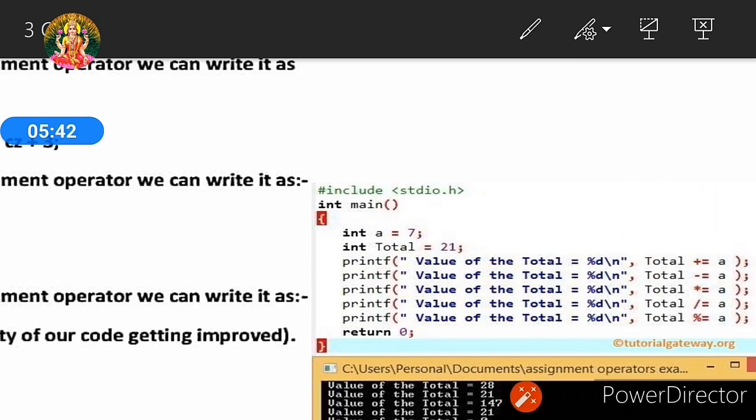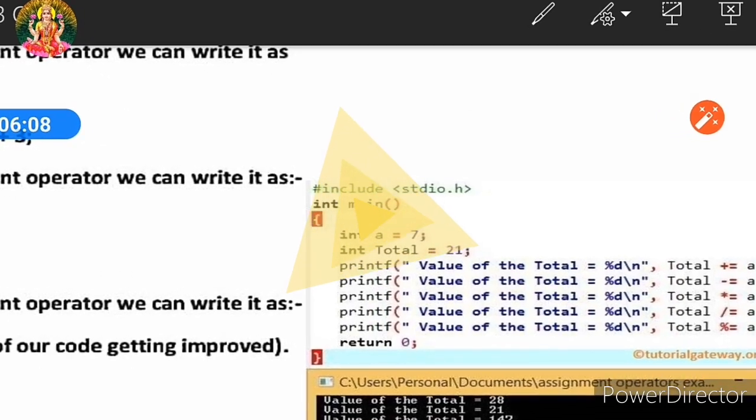Now we can also subtract, total minus equals a. It will subtract 7 from 21, and similarly you can easily understand the normal division and the modular division values. Okay students, is it clear? Now let's move to the next part of the video, which is the relational operators.